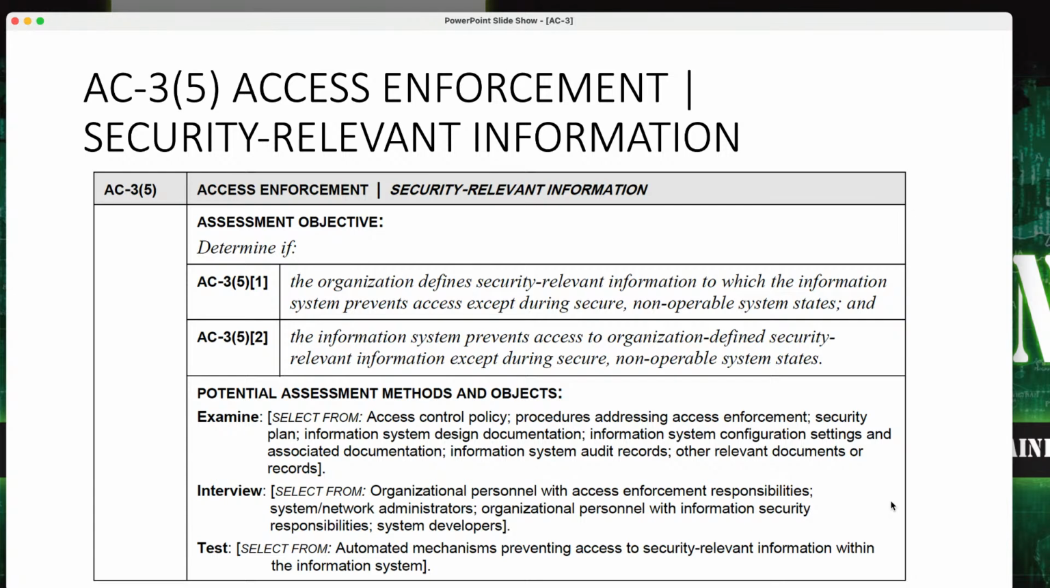Let me say it again. The organization defines security relevant information to which the information system prevents access except during secure non-operational system states, like when it's booting up. And then also that the information system prevents access to organizationally defined security relevant information except in those states, right? So we're saying we define it first and that we're actually doing it. We're actually preventing that access. So those are two important things we need to do, and that's really what we're looking at in this control, right? And that's where I'm gonna draw the line right there this morning.